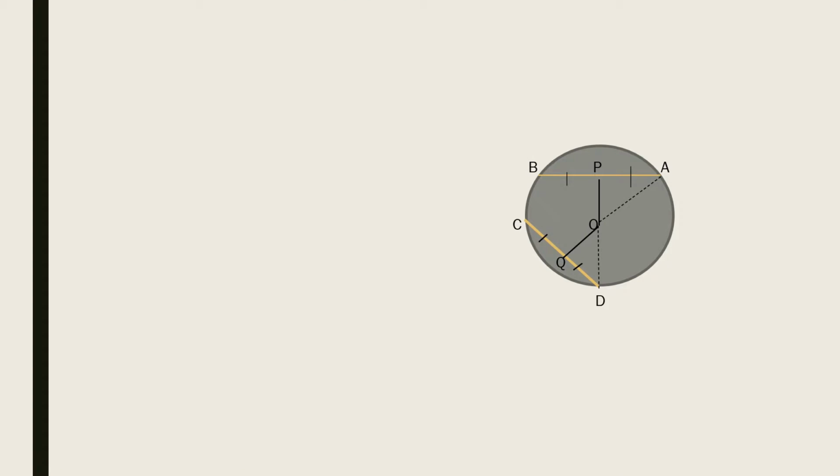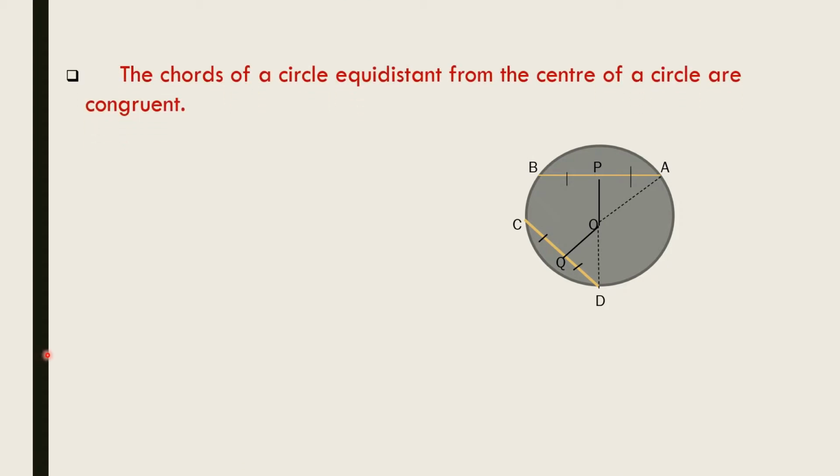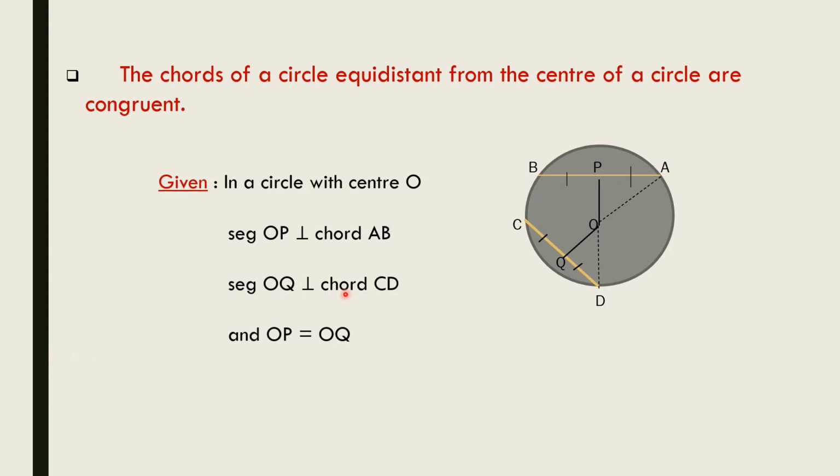The second property: the chords of a circle equidistant from the center of the circle are congruent. Here, in a circle with center O, segment OP is perpendicular to chord AB and segment OQ is perpendicular to chord CD, and OP is equal to OQ, then chord AB is congruent to chord CD. That means chords of a circle at equal distance from the center are congruent.